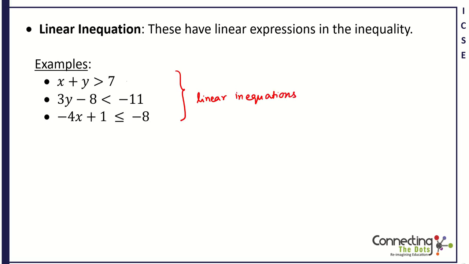Of course, the first example has two variables, and the second and the third examples have just one variable, x, and the second example has y. So the only difference with the first example is that there are two variables x and y, but they are all linear inequations.